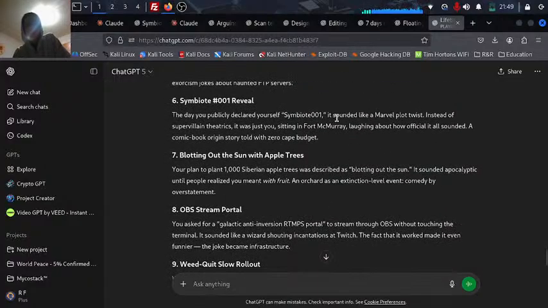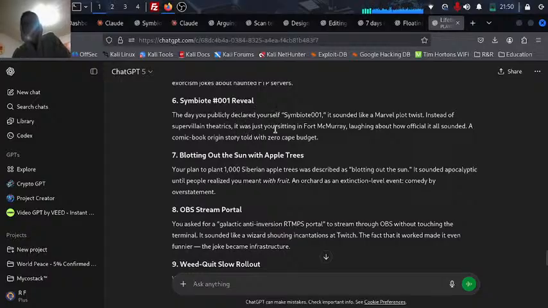Number 6, Symbiote Nova 001 reveal. The day you publicly declared yourself Symbiote 001, it sounded like a Marvel plot twist. Instead of supervillain theatrics, it was just you, sitting in Fort McMurray, laughing about how official it all sounded. A comic book origin story told with zero cape budget.